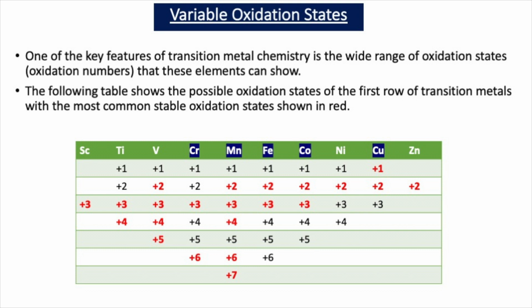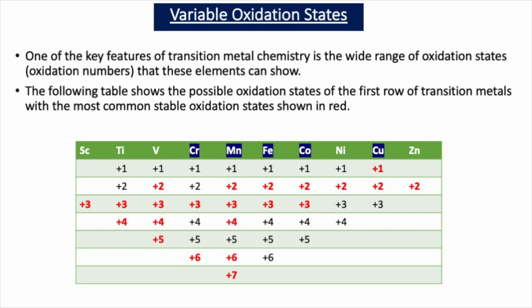So the next thing we're going to look at is the variable oxidation states that can exist in the first row of the transition metals. Now one of the key features of transition metals is this ability to exhibit a range of oxidation states or oxidation numbers. And the following table shows the possible oxidation states of the first row of transition metals, with the most common stable oxidation states shown in red. Now we're not expecting you to memorize this table. However, you are expected to know the stable oxidation states of the elements that I've highlighted here.